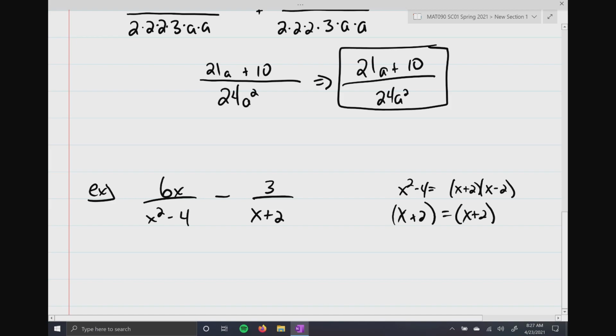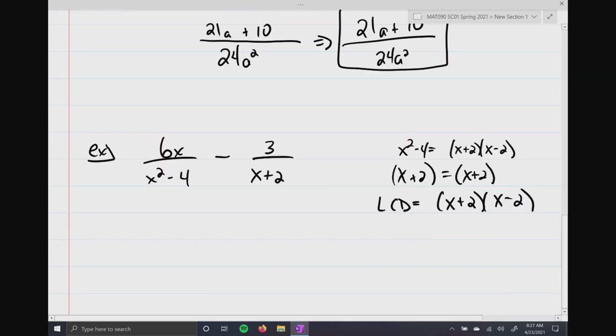There we go. So my LCD is going to be the product of unique factors raised to their respective exponents. The x plus 2 only appears once in each factorization, so that exponent is going to be a 1. And the x minus 2 only appears once, so that exponent is a 1 as well.